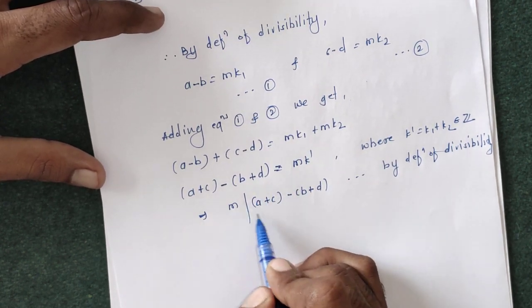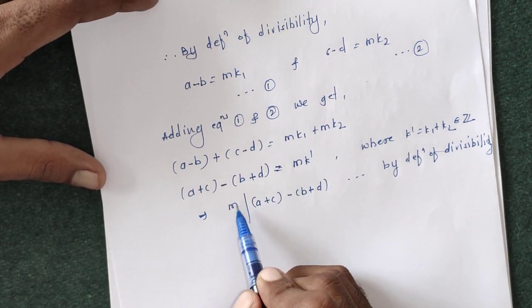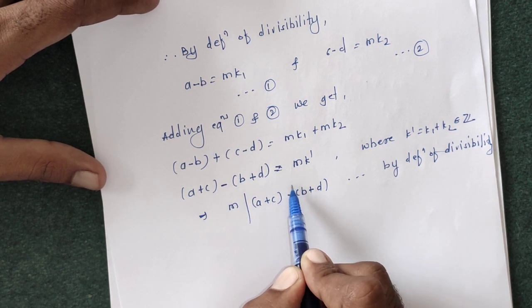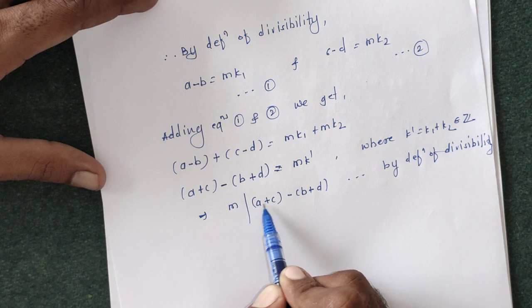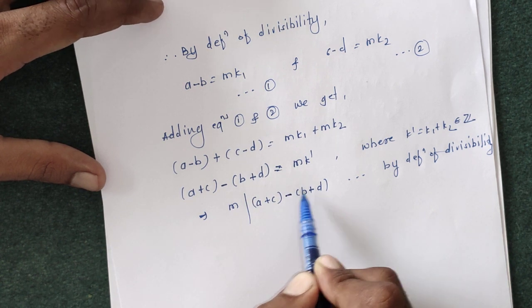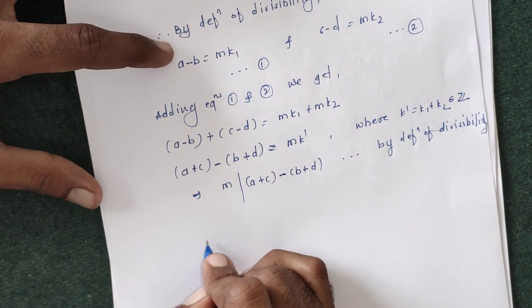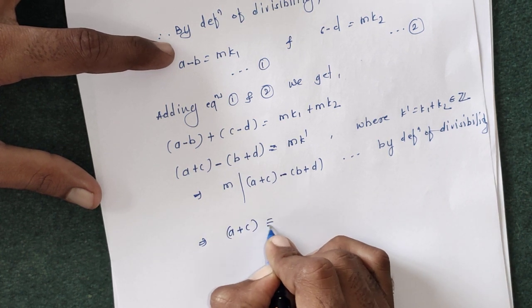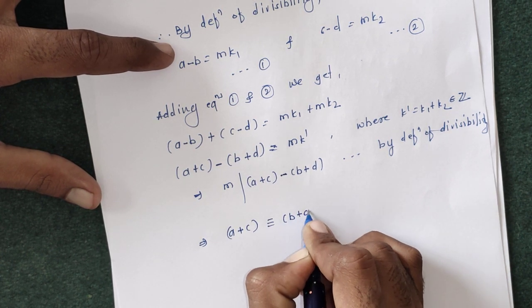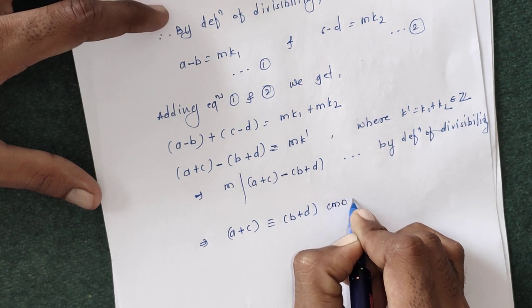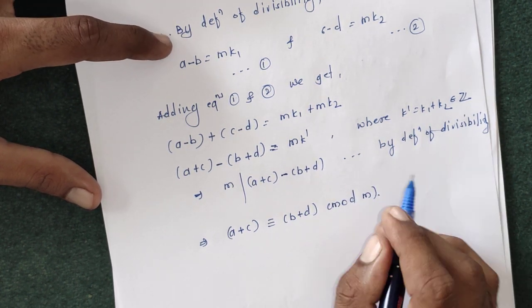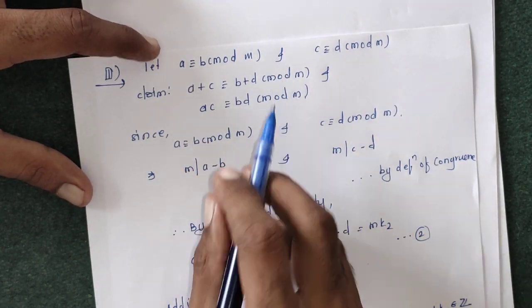Now we can use the definition of congruence here. Here m divides x minus y, so this gives us x is congruent to y modulo m. So A plus C is congruent to B plus D modulo m. Hence the first claim is proved.